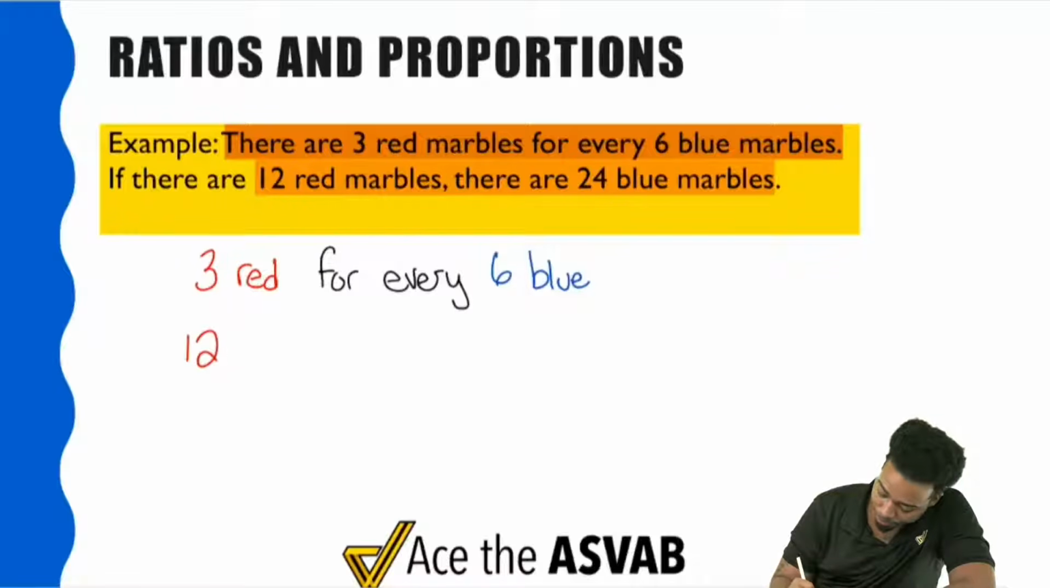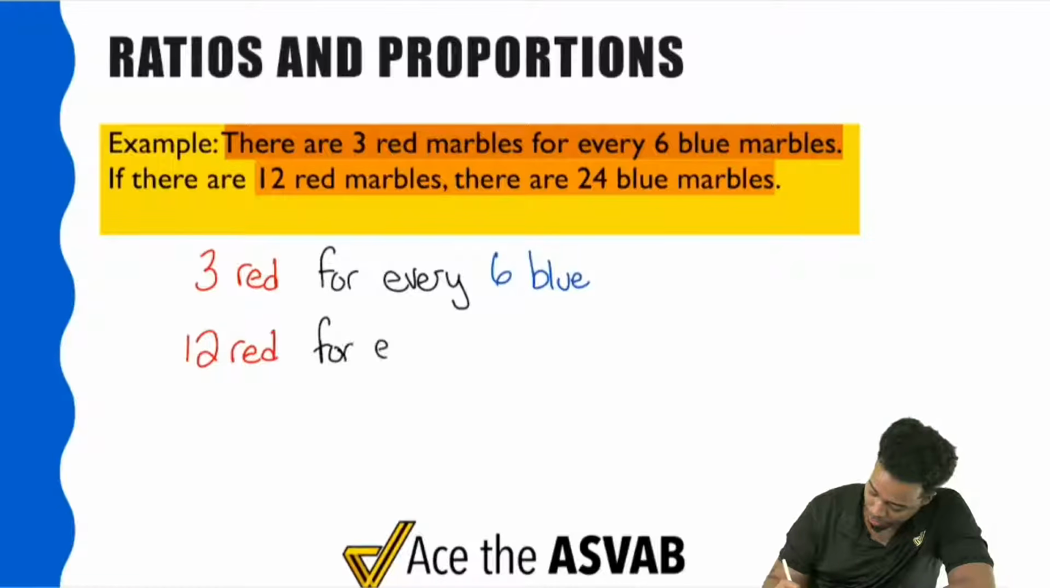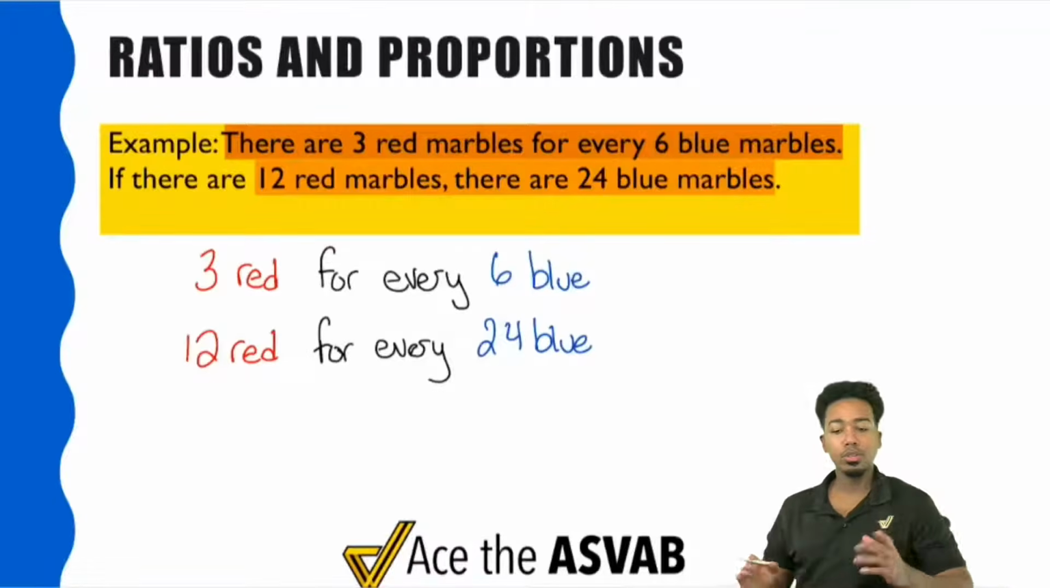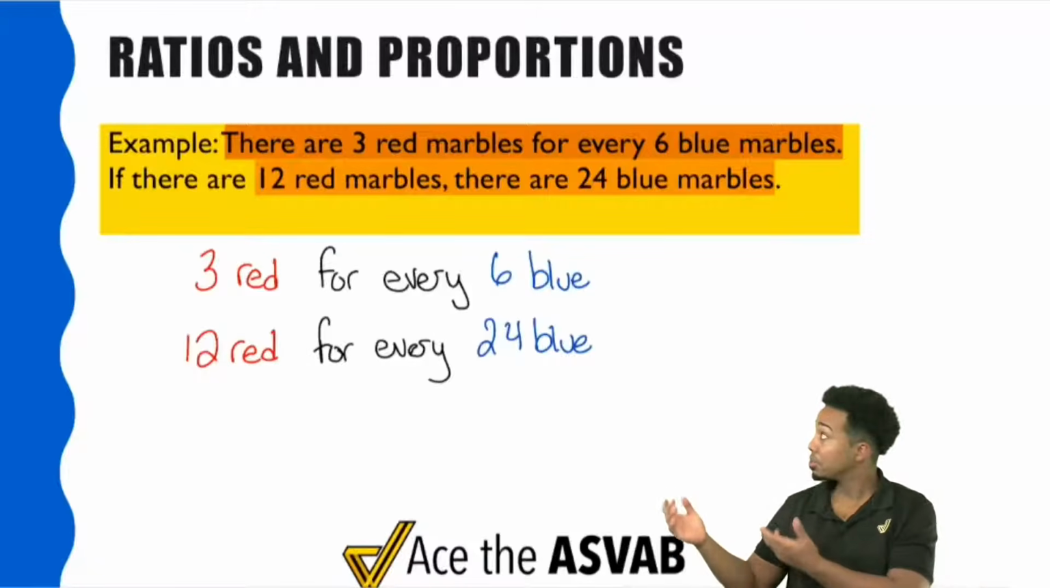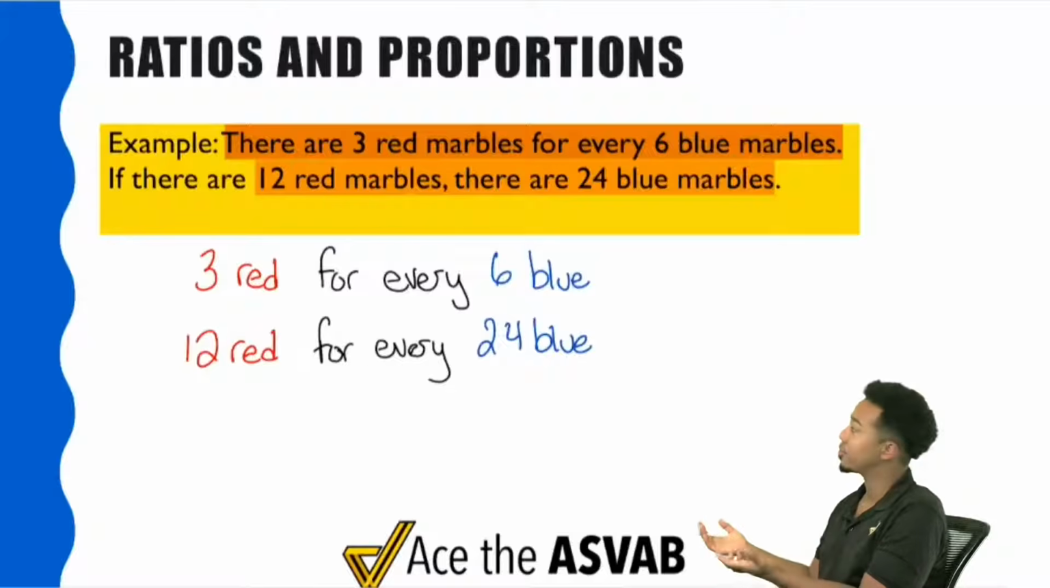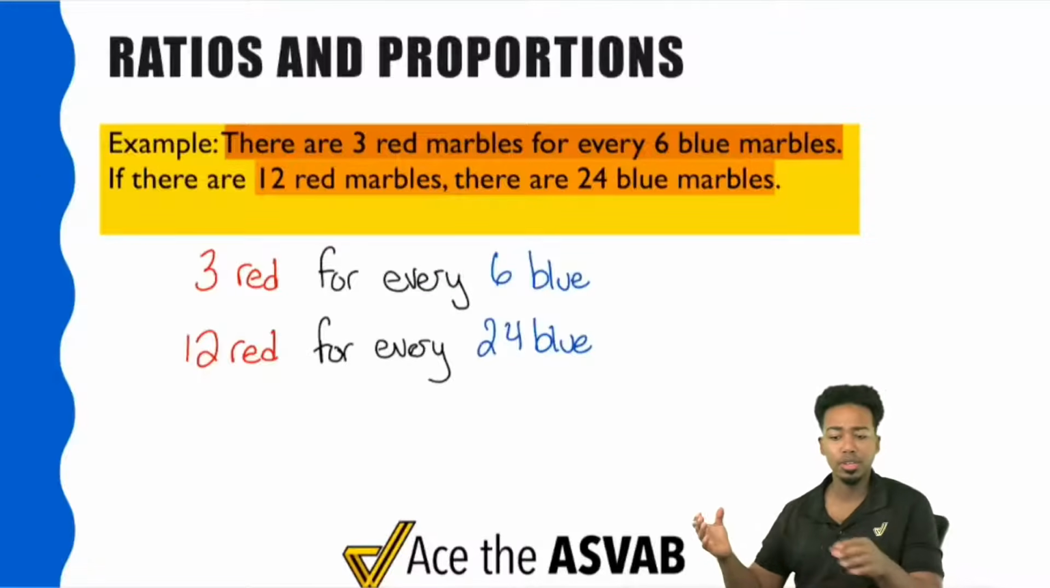12 red. And then there are, you can say for every, or there are, that's just a connecting phrase. And then you have 24 blue. So before I continue, can everybody verify that information is written down correctly, right? 3 red for every 6 blue, 12 red for 24 blue. That was written down correctly, right?